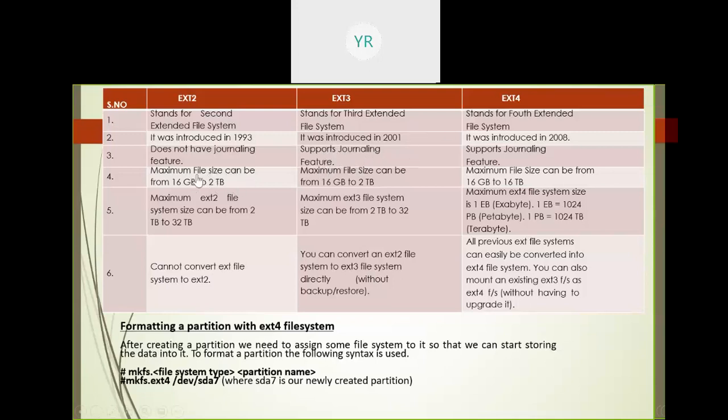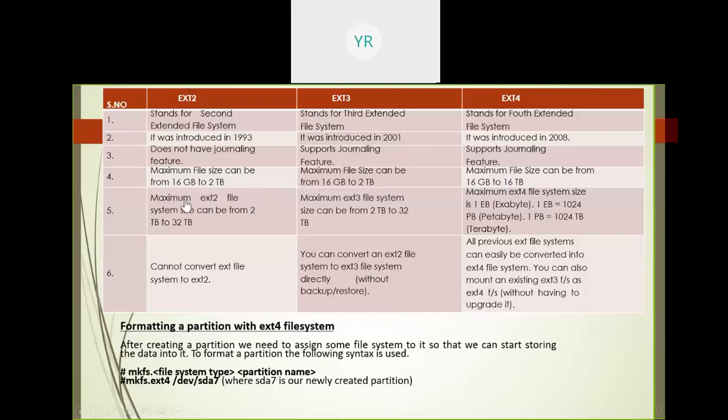Here the file size: ext2 supports a file size from 16 GB up to 2 TB maximum. In ext3 it is also the same, 16 GB to 2 TB. In ext4, the maximum file size is from 16 GB to 16 TB. In this way it is different from these two.